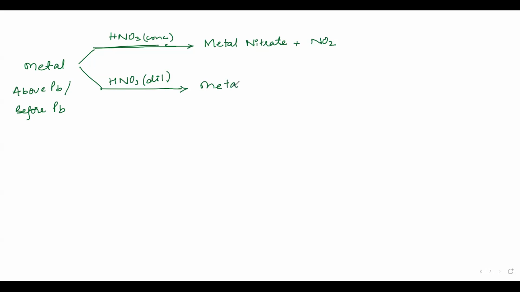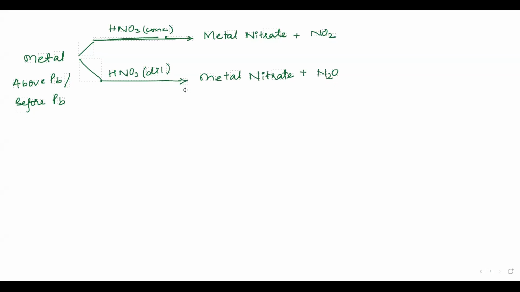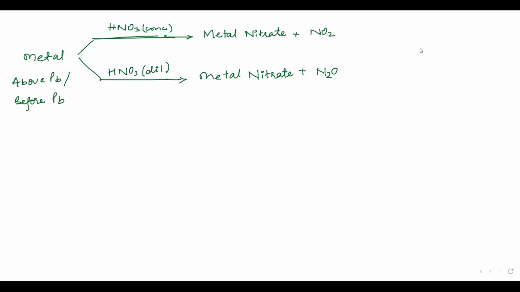If you have metal, you will get metal nitrate plus N2O. When? If it is before or above Pb, in the dilute case it will give N2O. Now, if we have anything which is below Pb, we have metal. We have HNO3, which is concentrated.